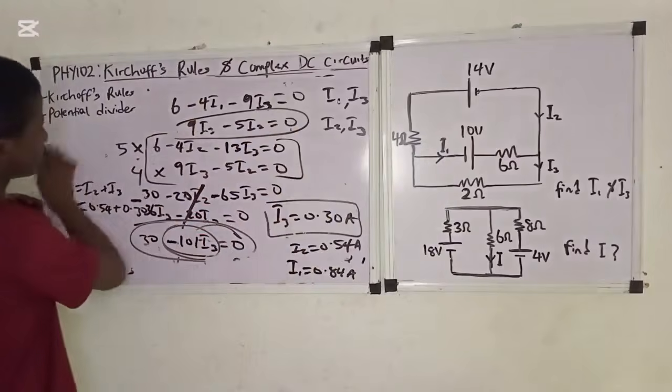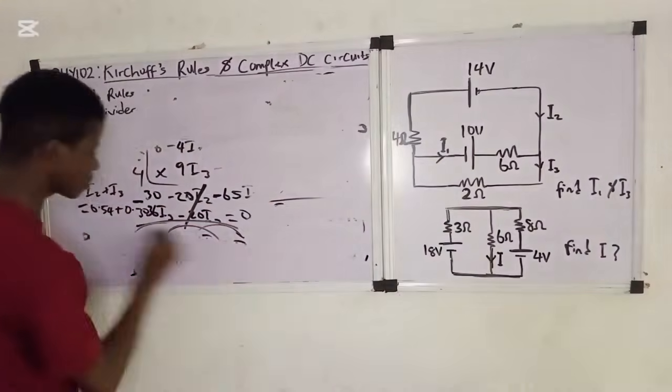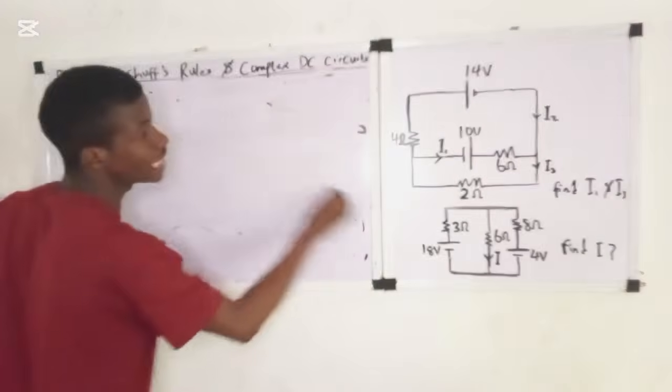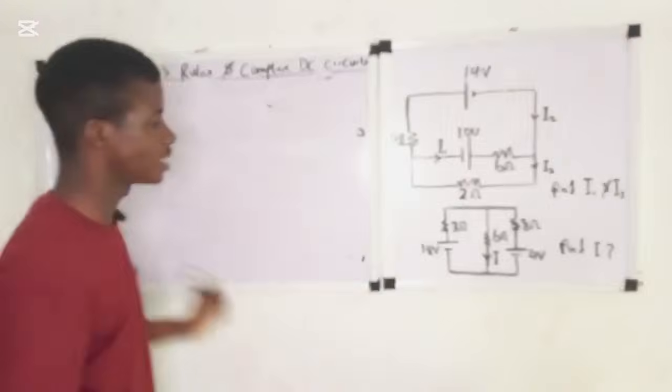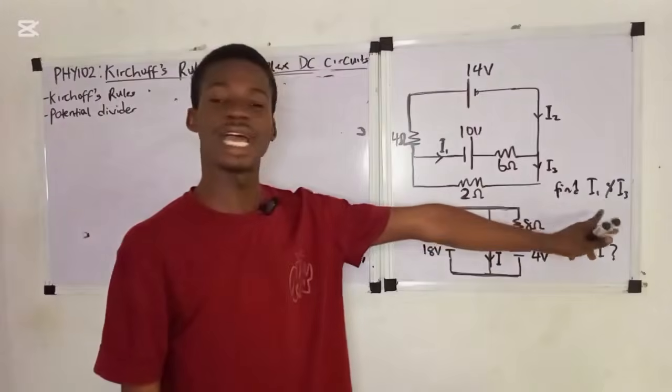So now let's do the other question. Now let's do this next question. In this next question, let's just look for I1 and I3.